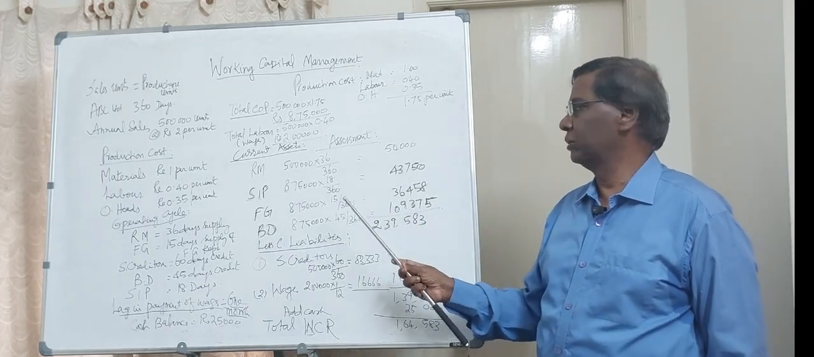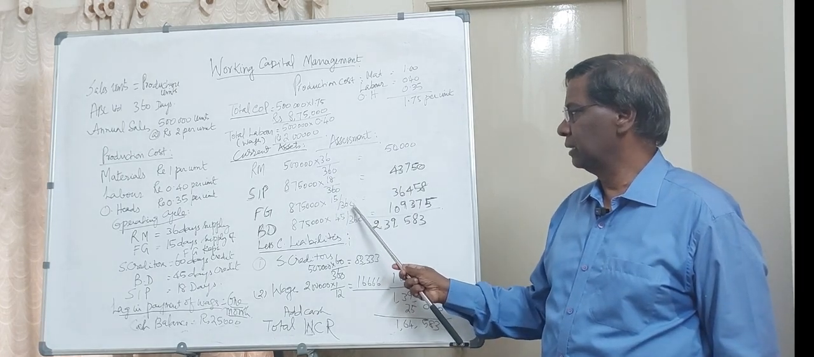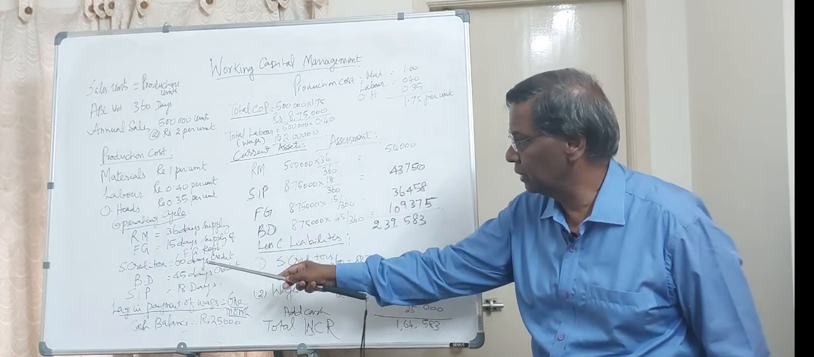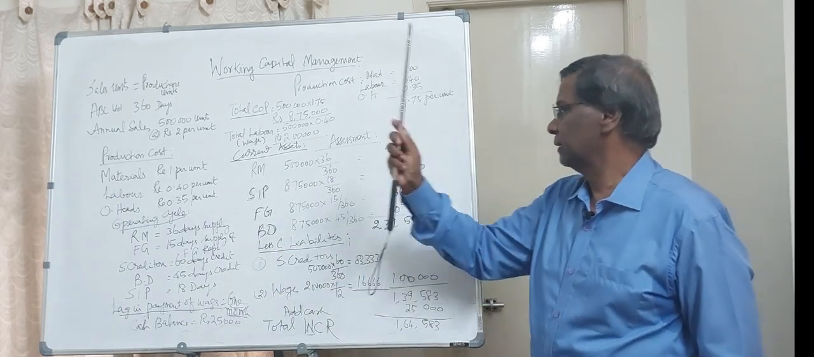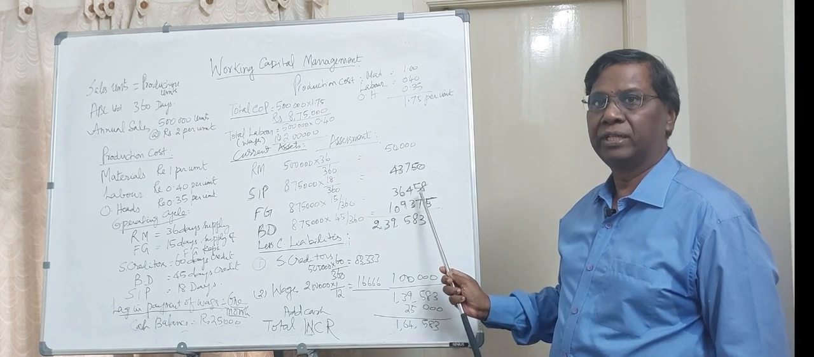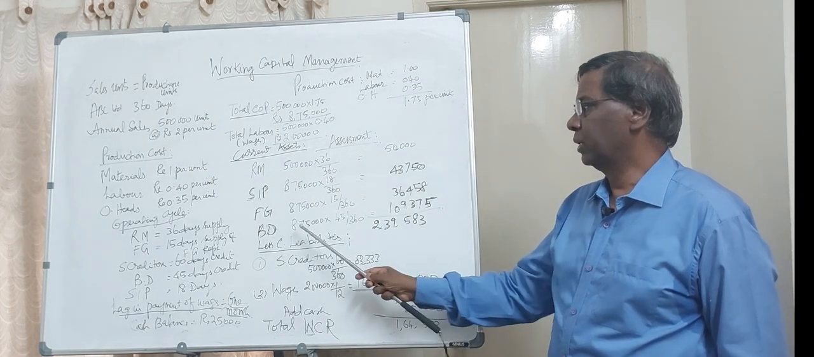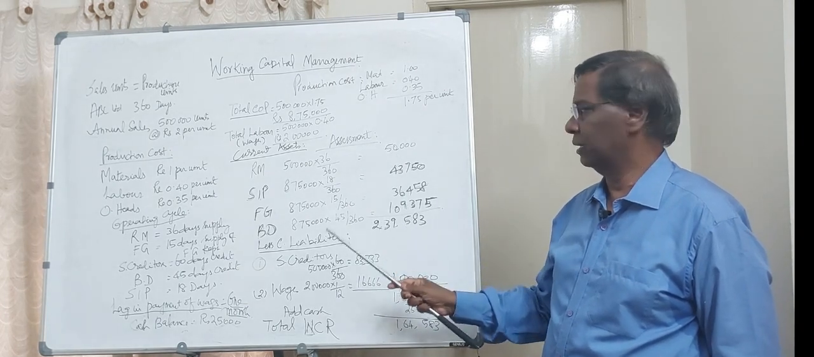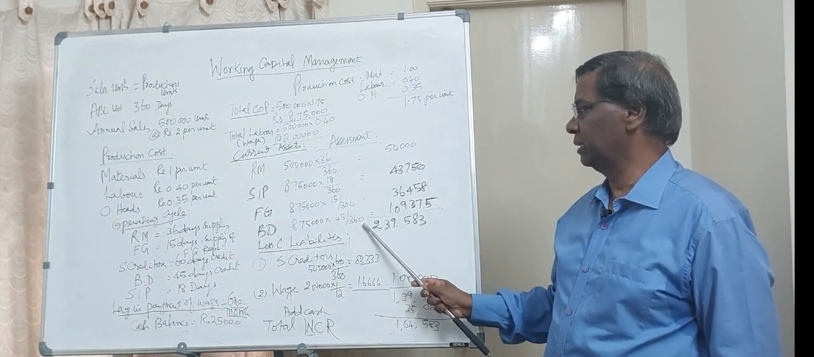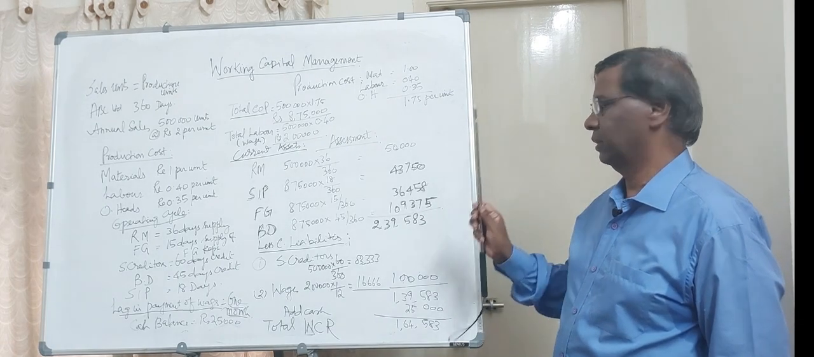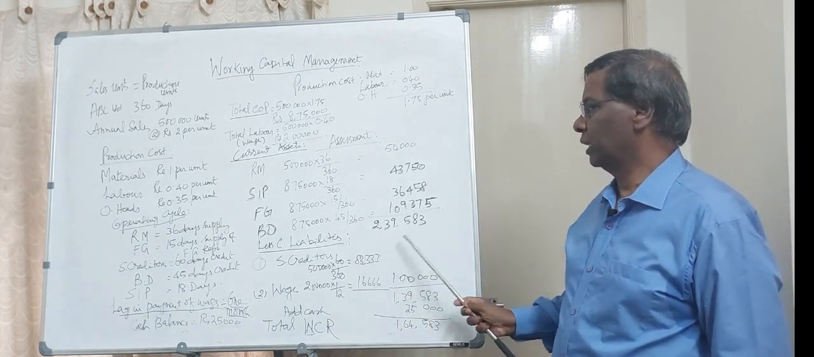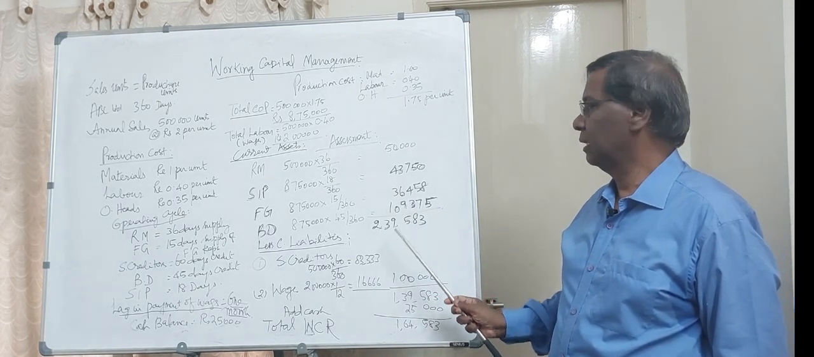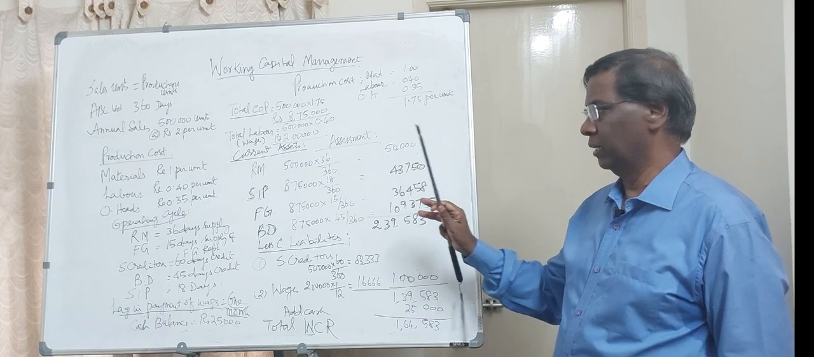Third thing is finished goods. 15 days into 8 lakhs 75,000, again cost of production, 15 by 360, gives 36,458, the amount blocked here. Then book debts: 8 lakhs 75,000, again cost of production only, no sales to be taken. So 8 lakhs 75,000 into 45 by 360 equals 1,09,375. Okay. So the total gross working capital, gross current assets, is 2,39,583. We have arrived at this.